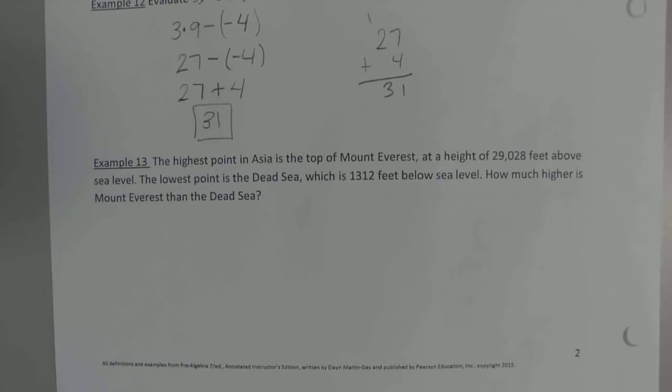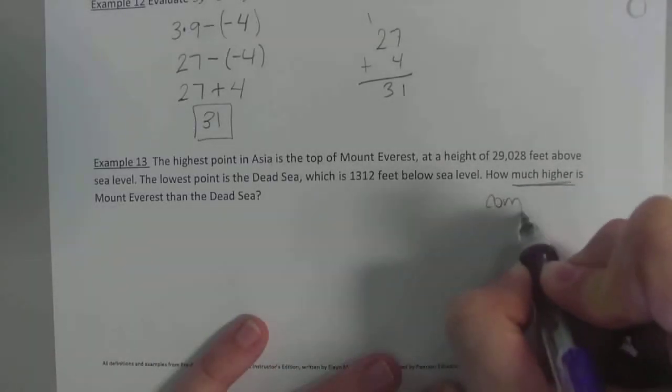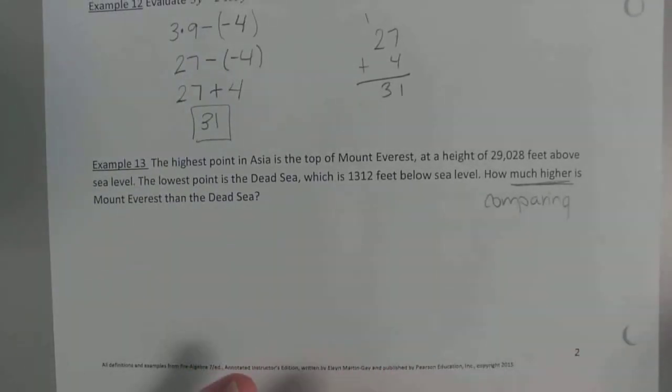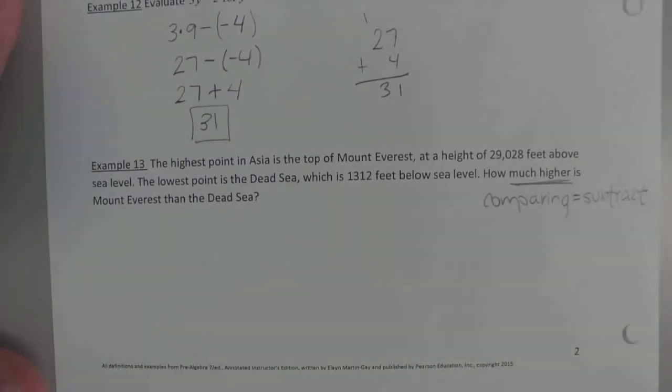All right, 13 is just how can we put this to use in real life? The story problems, the word problems. The highest point in Asia is on the top of Mount Everest at a height of 29,028 feet above sea level. The lowest point in Asia is the Dead Sea, which is 1,312 feet below sea level. How much higher is Mount Everest than the Dead Sea? How much higher, we are comparing? And do you remember what you need to do if you're comparing two values? Subtraction, right? If you want to compare my age with your age, we would subtract our ages, right? So comparing equals subtraction.